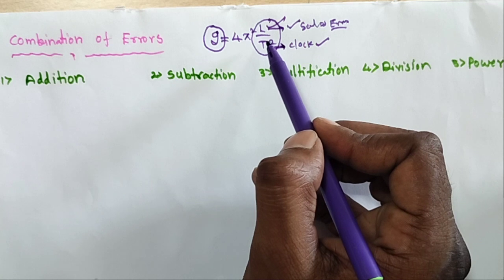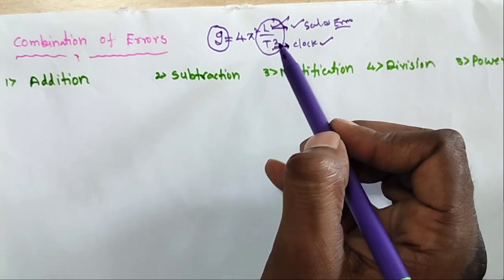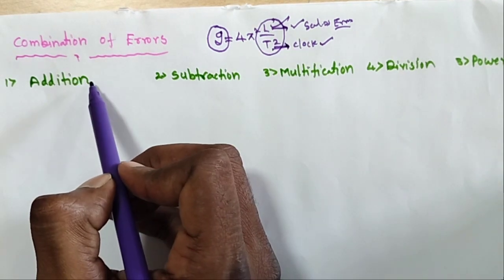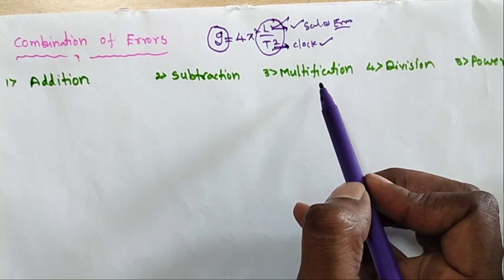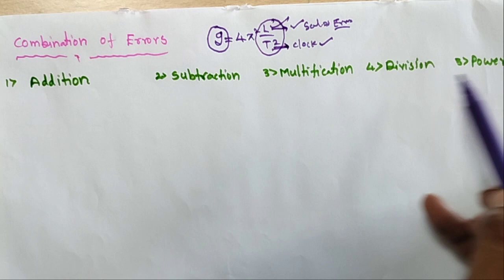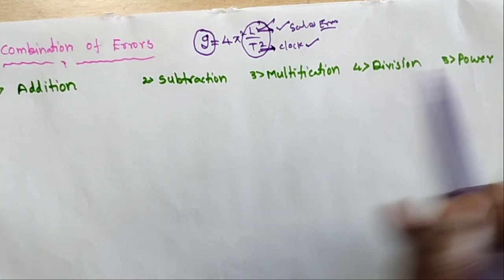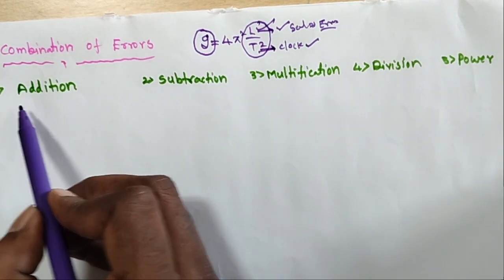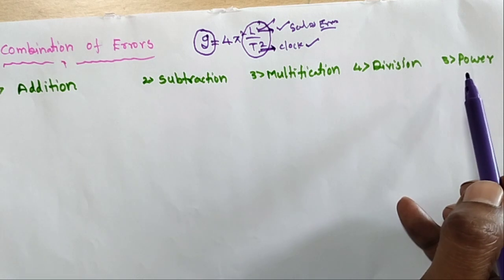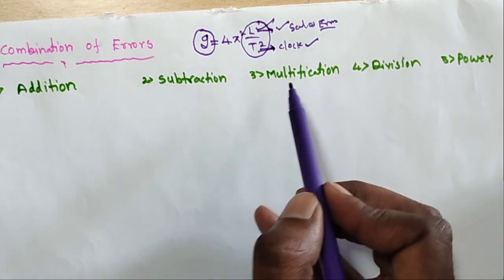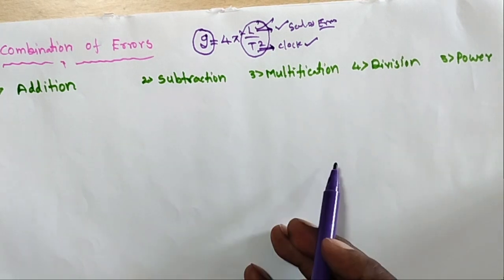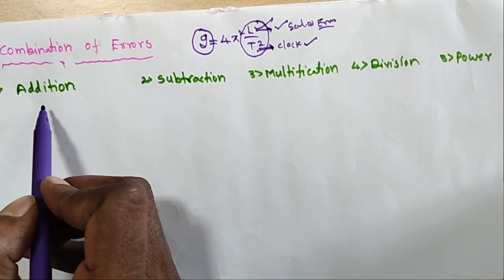So how many types of error combinations are there? Addition properties, subtraction properties, multiplication properties, division properties and power properties. So especially these are the 5 combinations: addition, subtraction, multiplication, division and power. So first one I am taking additions.